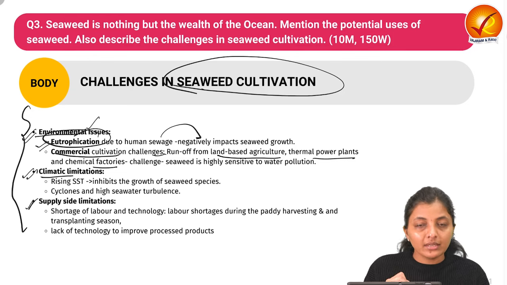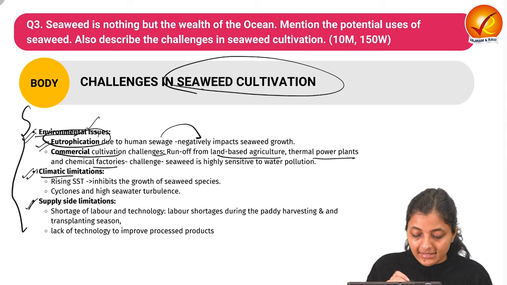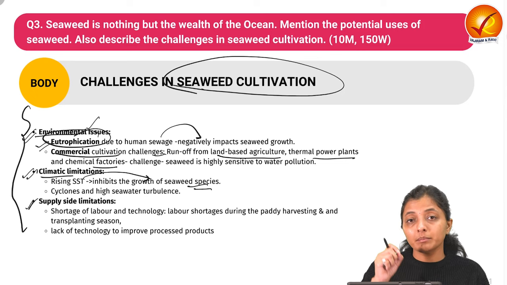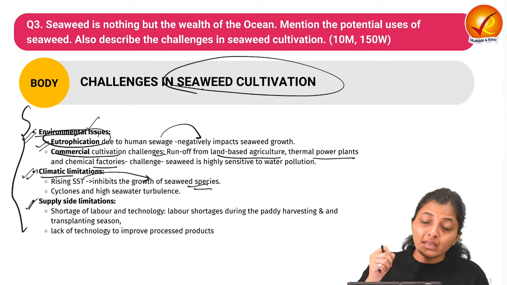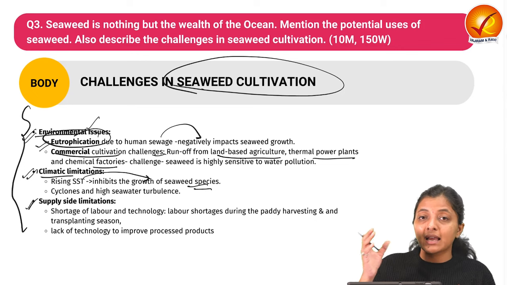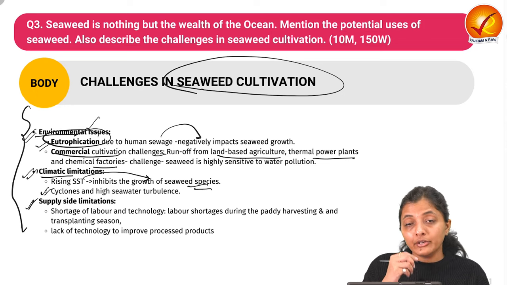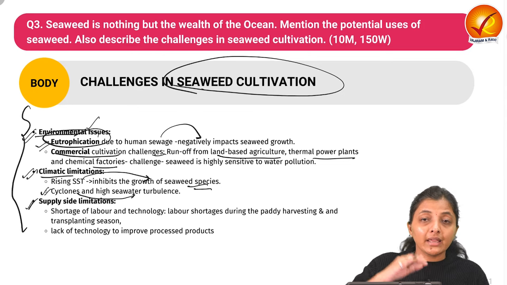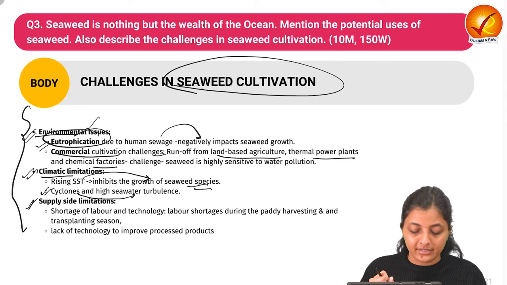Next is about the climatic limitation. Due to climate change, the sea surface temperature is rising, and this inhibits the growth of seaweed species, because these require an optimal temperature to grow. Again, due to climate change, cyclones are getting impacted, and cyclones and high sea level fluctuation physically destroy the seaweeds.